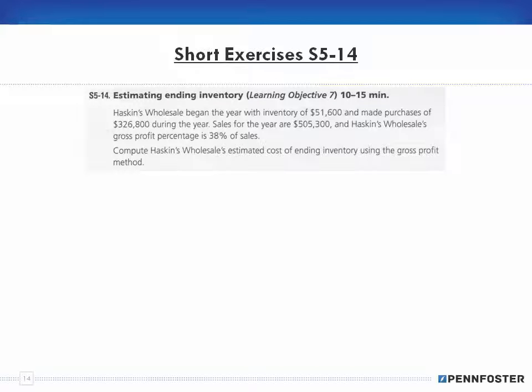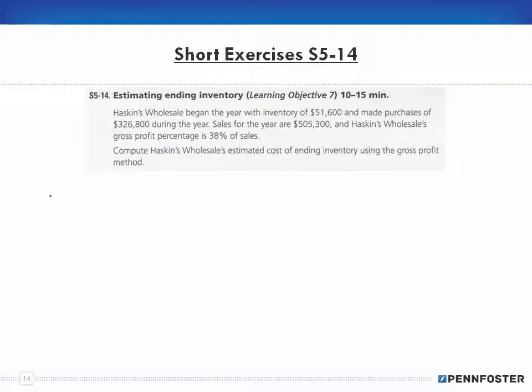Okay, so 5-14. Haskin Wholesale began the year with inventory of 51.6 and made purchases of 326,800 during the year. Sales for the year were 505,300, and the gross profit percentage is 38% of sales. Compute Haskin Wholesale's estimated cost of ending inventory using the gross profit method. All right, so let's see here.